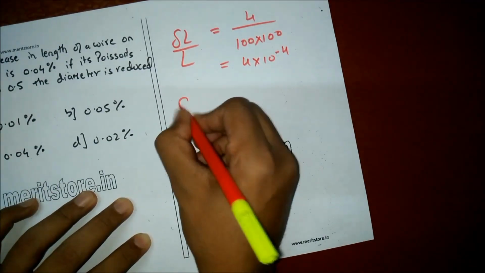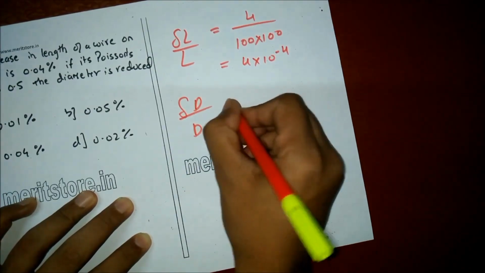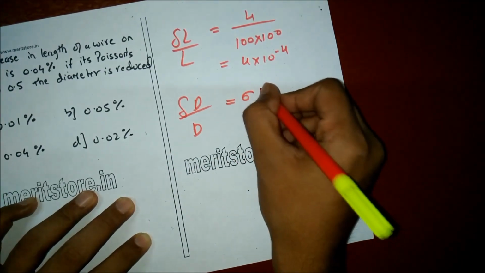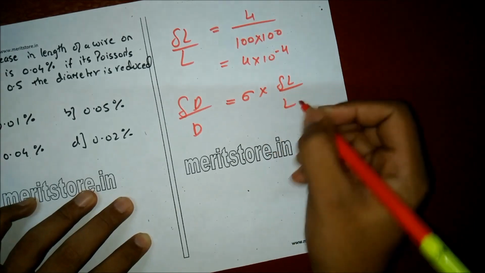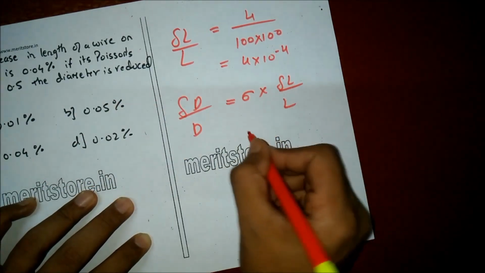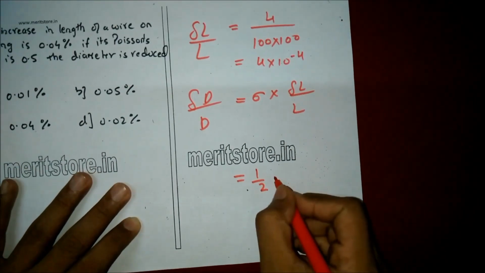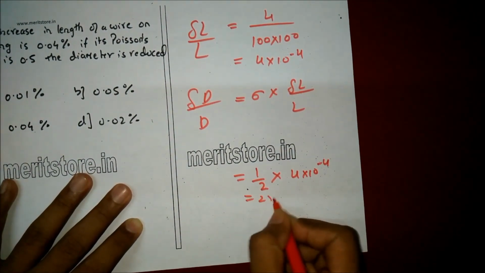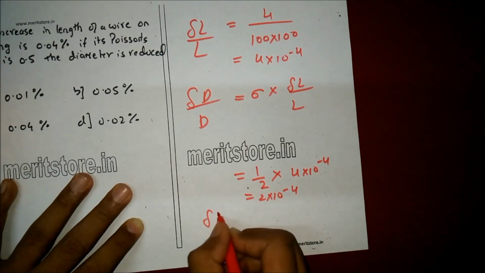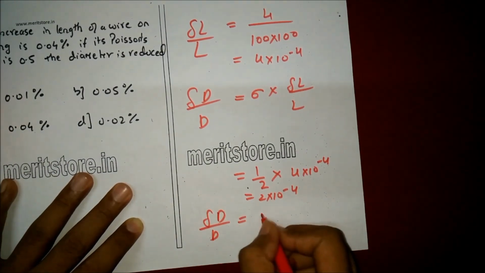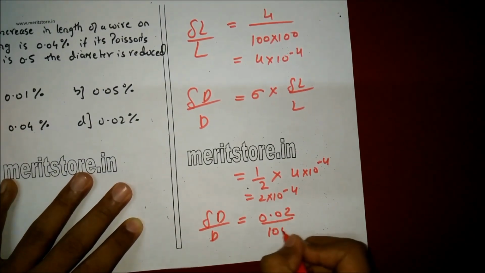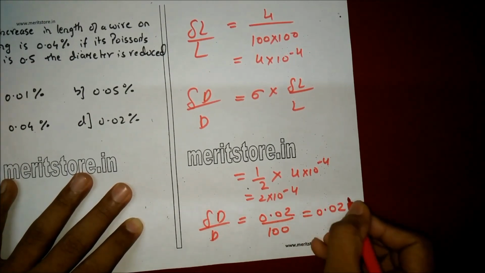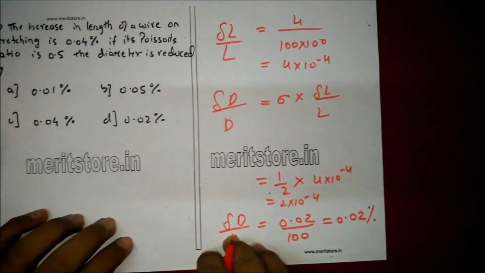Therefore the change in diameter delta D upon D will be equal to Poisson's ratio into delta L upon L. Poisson's ratio is 0.5, which is half into 4 into 10 raised to minus 4, which is 2 into 10 raised to minus 4. Therefore the change in the diameter will be equal to 0.02 upon 100, which is 0.02%. Therefore the correct answer here is option D.